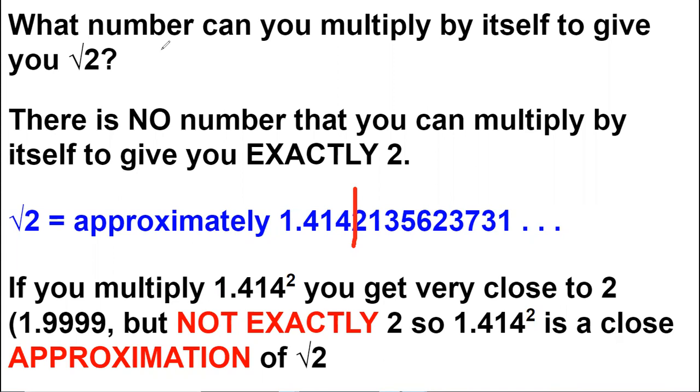1.414 and hit the x squared button. Remember, that's a button on your calculator that looks like this. So type in 1.414 and then hit the x squared button. You will find that you get 1.999396. That's not exactly 2, but it's a very close approximation of the square root of 2. But it's not exact.